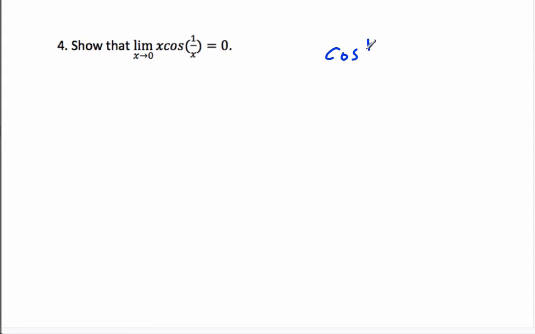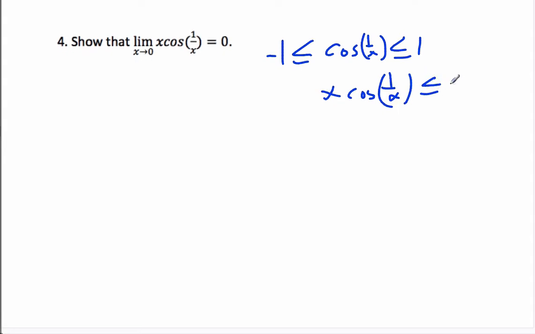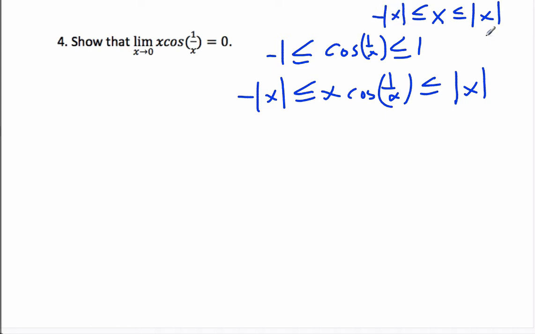Next we're going to do this limit, which actually converges to 0 by the squeeze theorem. Cosine 1 over x is between 1 and negative 1. Now, x cosine 1 over x is between the absolute value of x and negative absolute value of x, because x could be positive or negative. We know always that x is between the absolute value of x and negative absolute value of x.